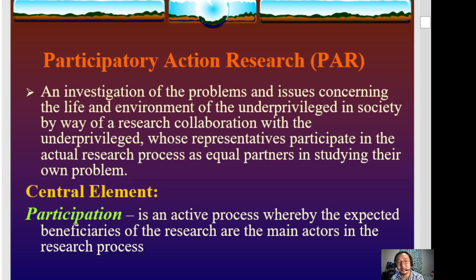Okay? Yan po. Para sa kanila talaga yun eh. Yung word na participation. Kaya po sabi sa previous slide, they should be open to changes. They should be open to development. They should participate. Okay? They should be empowered. Yan po ang ating central element. That is our participatory action research.